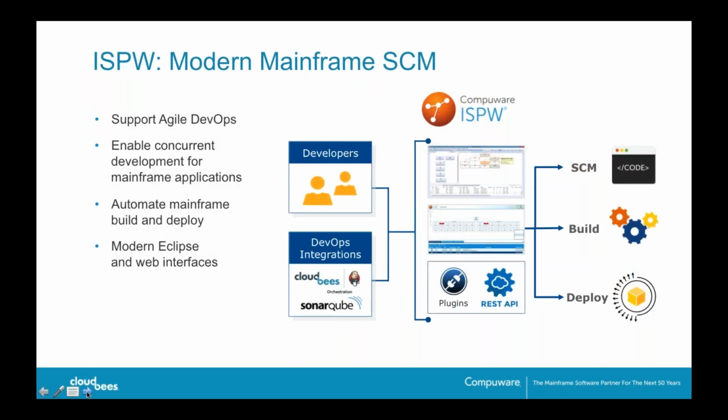The next solution I'm going to talk about is ISPW. So Compuware ISPW is a modern mainframe source code management system, and it's designed to support agile DevOps practices. So ISPW handles for mainframe source code, the source code management aspects of it, the build compilation process, and also the deployment process for mainframe applications. ISPW has a modern web interface along with Eclipse that allows people to be more productive in the mainframe, as well as a Jenkins plugin that will allow processes to be driven from Jenkins. Additionally, there's a REST API that allows ISPW to be integrated in a variety of different ways into a customer's environment.